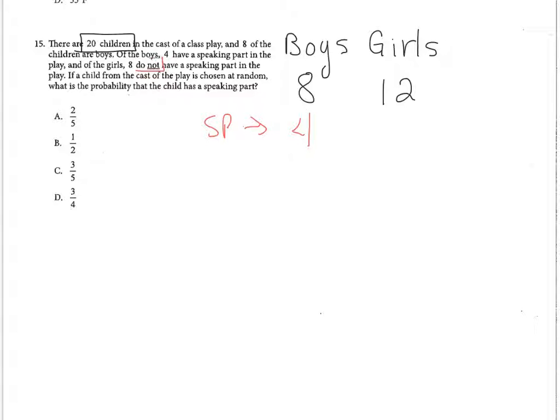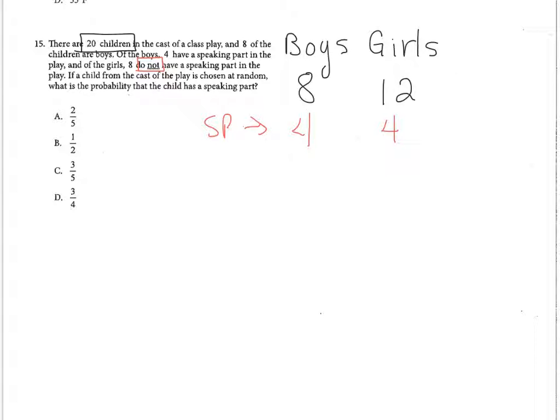8 do not, and they even underline that, do not have a speaking part in the play. So 4 will. That's right. So 4 will are the girls and 4 boys. Okay. So if the child from the cast of the play is chosen at random, what is the probability that the child has a speaking part?